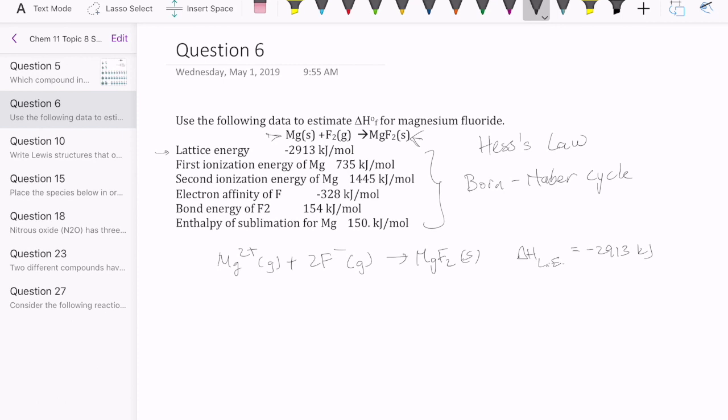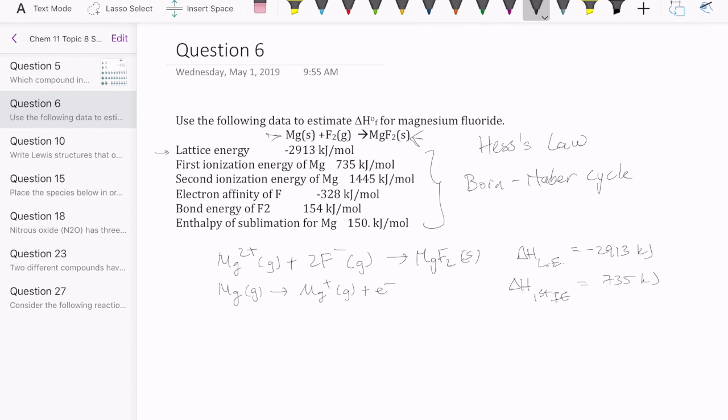So that's what the lattice energy reaction looks like, and in this case the lattice energy is 2913 kilojoules. And then the first ionization energy of magnesium. Well, ionization energy refers to the energy needed to remove an electron, so I'm going to write it for magnesium. That would look something like this: magnesium in the gas phase going to magnesium plus 1 ion in the gas phase, plus 1 electron. So 1 electron is removed in this case. That would be called the first ionization energy, and it's a positive number, 735 kilojoules.